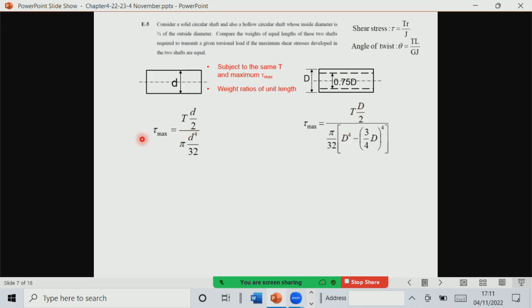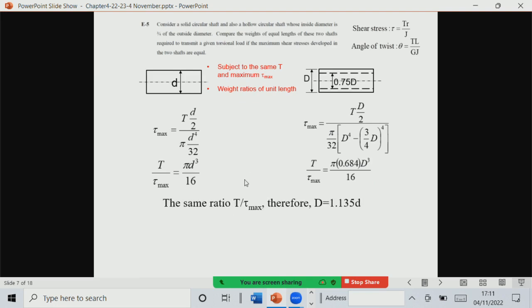Now I'm going to compare these two equations. Torque max is the same, the torque applied is the same as well. So I'm going to arrange the left equation and write it as the ratio between the torque applied and the maximum shear stress. And the same on the right-hand side. Both are subject to the same torque and the same maximum shear stress. It means these two ratios must be the same. Now I'm going to equate these two terms. When I equate these two terms, I have a ratio between the diameter of the right-hand shaft, the hollow shaft, and the diameter of the left shaft. So in this case, the diameter of the hollow shaft must be about 13% more than the diameter of the left shaft.